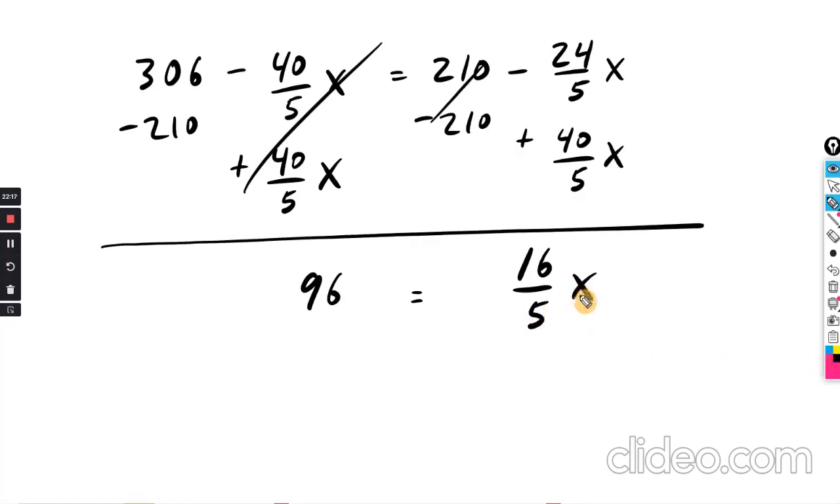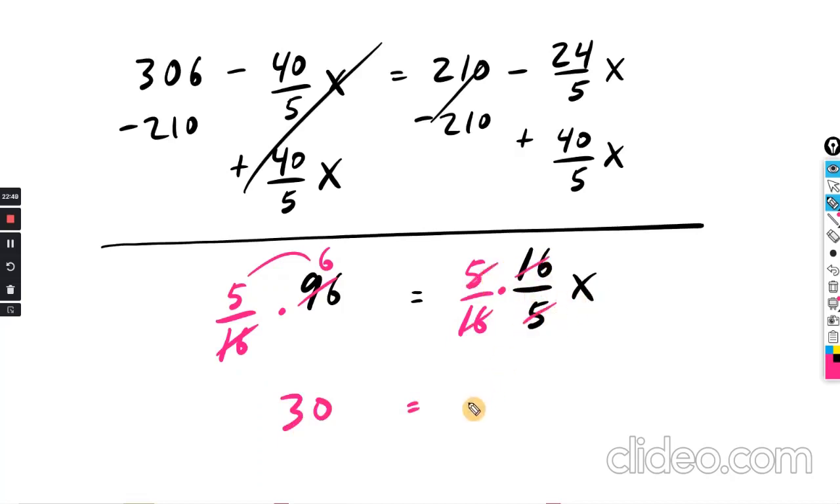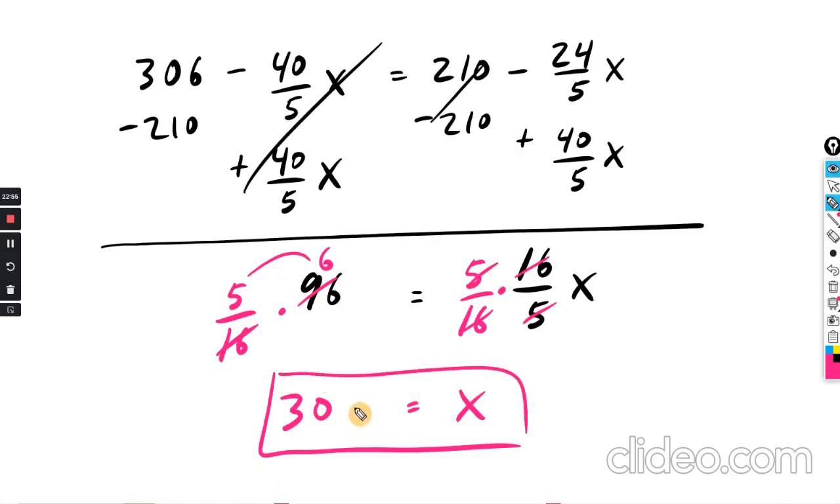The way to solve for x is to multiply both sides by the reciprocal. So flip this, and it's 5 over 16. We're going to multiply that on both sides. And you should really try to cancel before multiplying if you can. 96 divided by 16 is just 6, and 5 times 6 is 30. On the right, this cancels and this cancels. We're left with x. So x equals 30, and that was in centimeters.